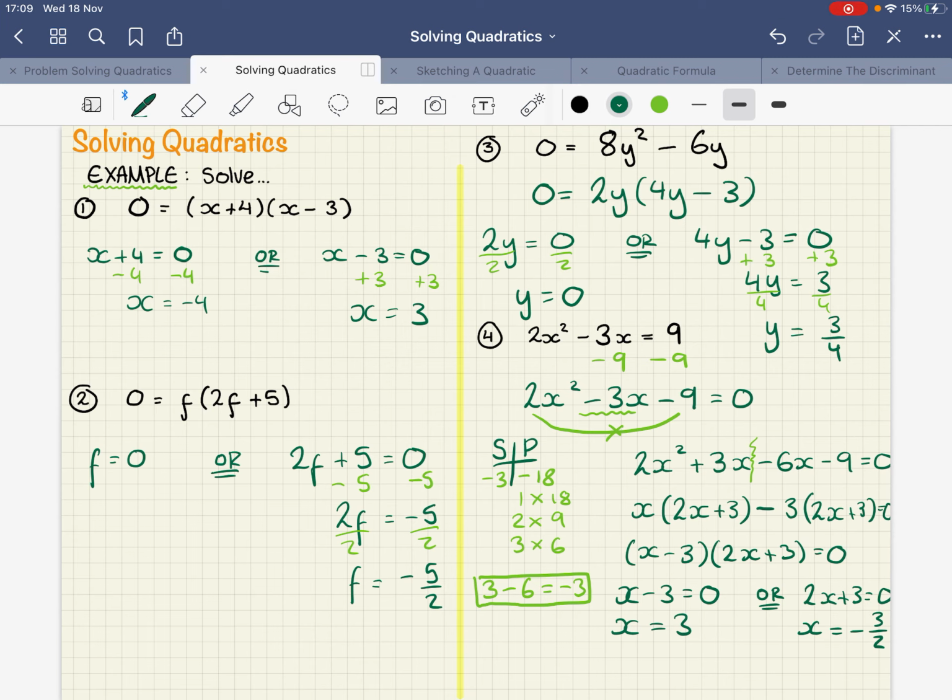So I hope that makes sense. In the next video, we'll look at some of these quadratic problem solving in a bit of context. And then after that, then we'll go back to our parabolas and looking at how to sketch these. Let me know if you have any questions, and good luck with the work.